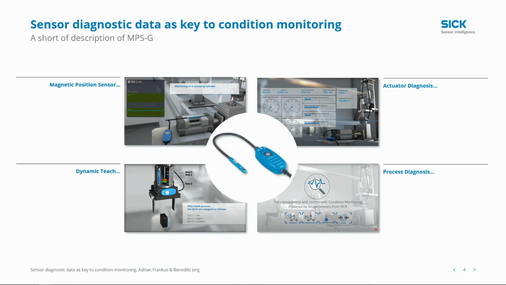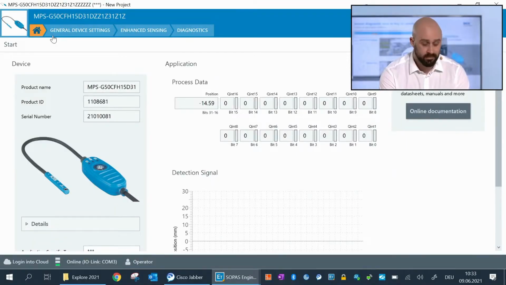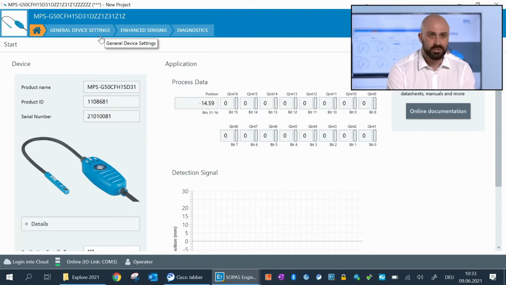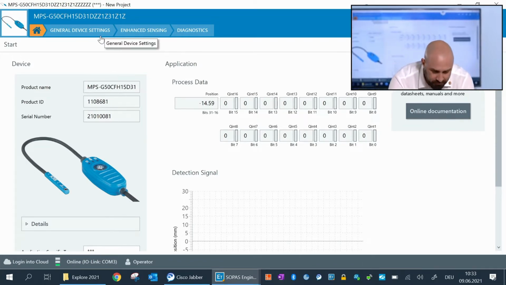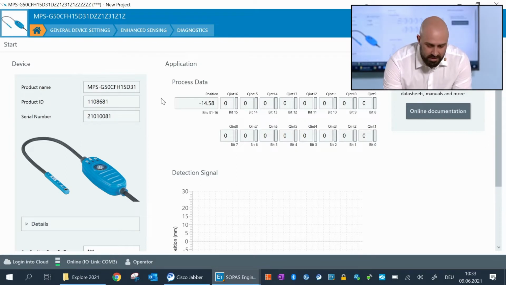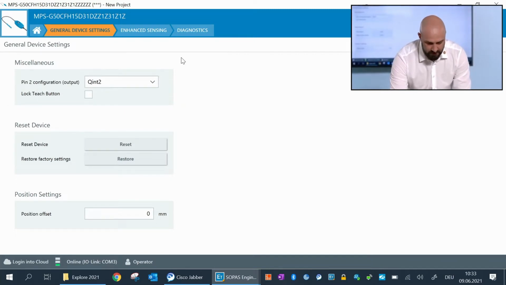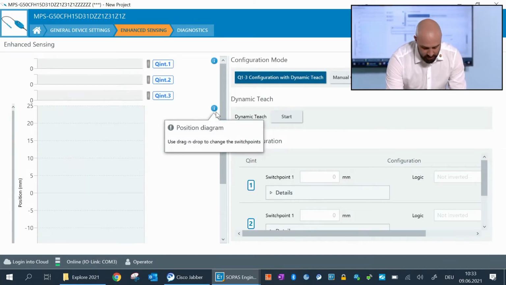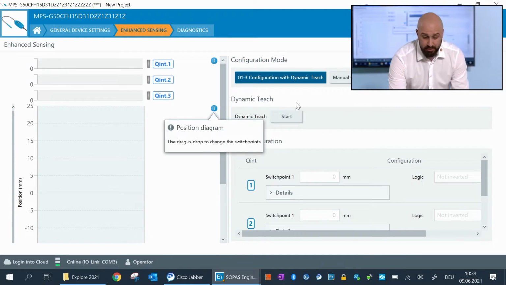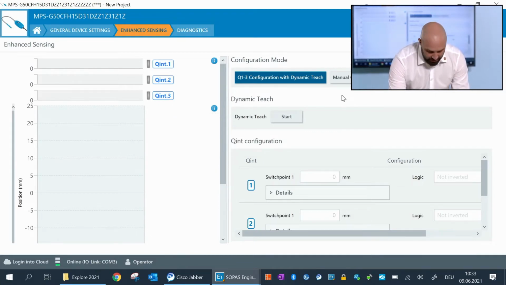We would like to show you quickly the functionality in a short live demonstration. So now we should switch to my screen. Perfect. As you can see here, the process data is transmitted in millimeters from minus 25 millimeters to plus 25 millimeters. In the general device settings, the taught values can be reset. On the next page, you can set the switching points via the dynamic teach or manually. And the hysteresis of each switching point can be adapted as well.